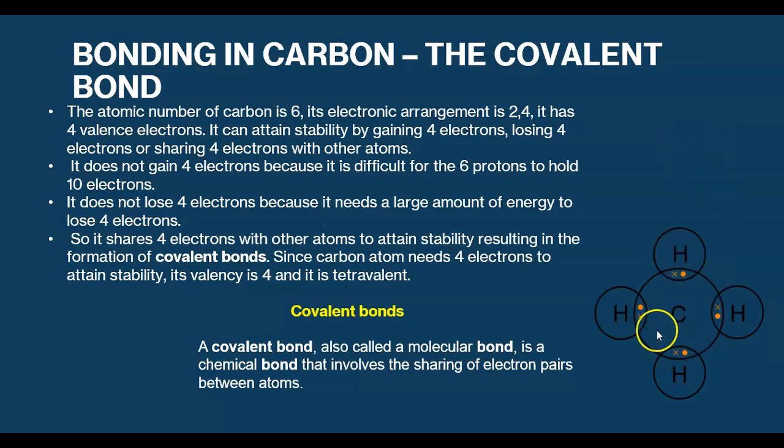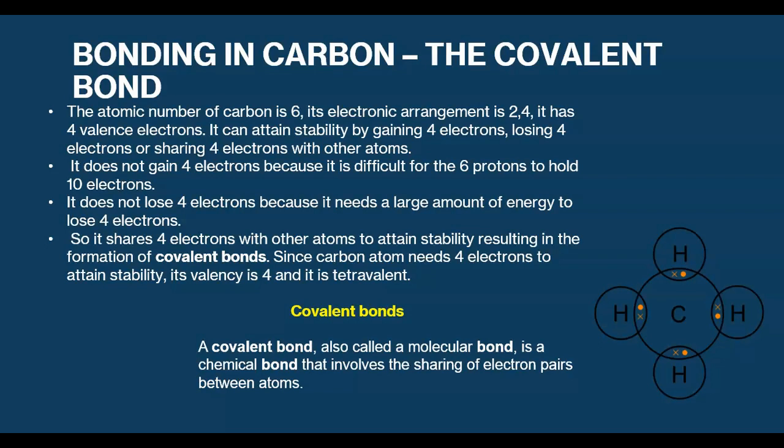The outermost shell of carbon contains 4 valence electrons, and in order to attain stability, carbon needs one of these things. It does not gain 4 electrons because it is difficult for 6 protons to hold 10 electrons. Only 6 protons are there in the nucleus, and it is difficult for them to hold 10 electrons. And it does not lose 4 electrons because it needs a large amount of energy to lose 4 electrons. So it's also not possible. So losing and gaining of electrons are both not possible.